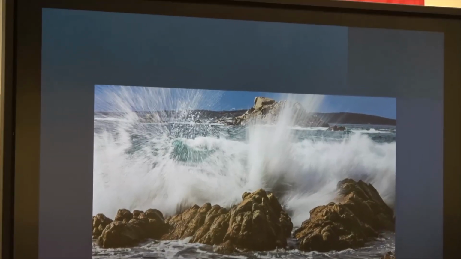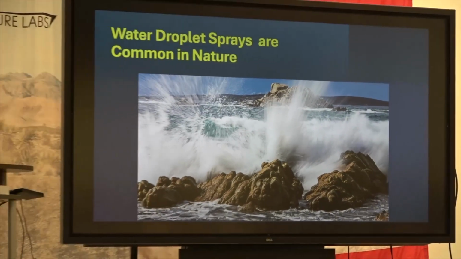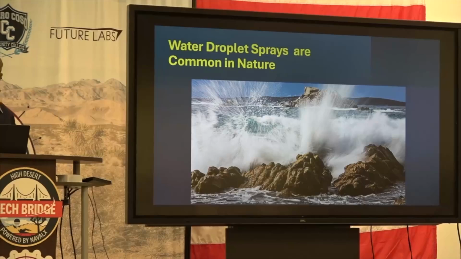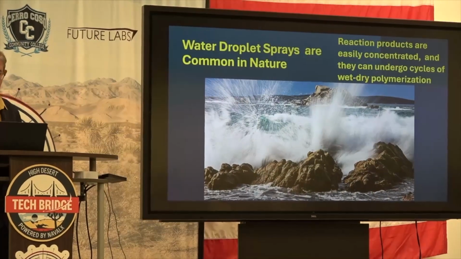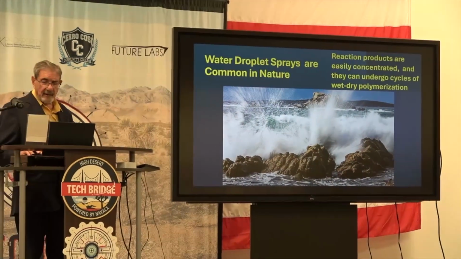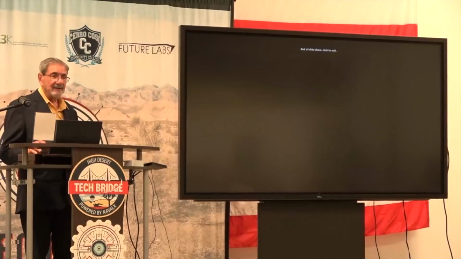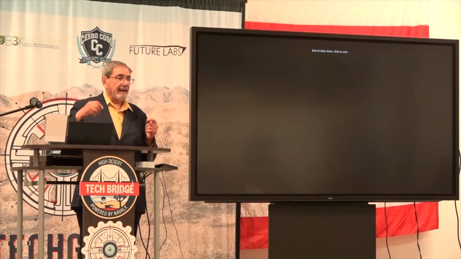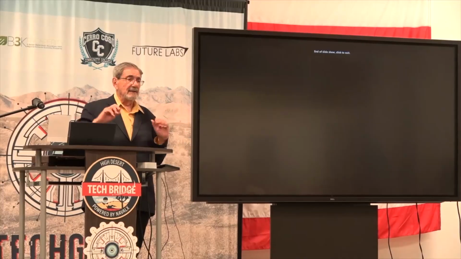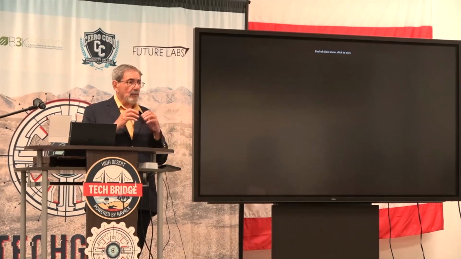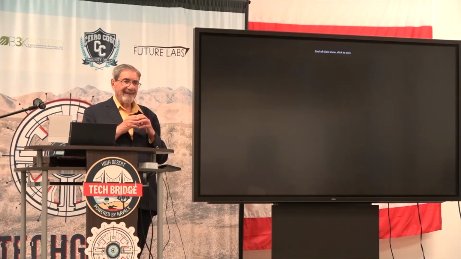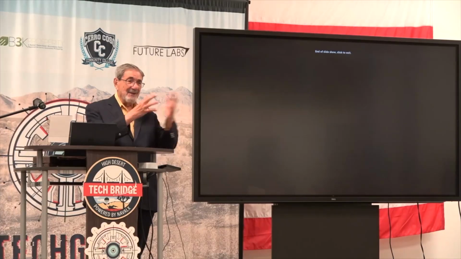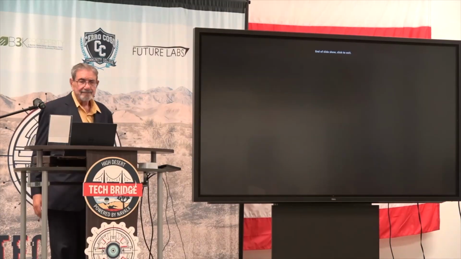And now I've gone on probably long enough. So water droplet sprays are common in nature. Reaction products are easily concentrated and they can undergo cycles of wet dry polymerization. And so I've taken you on this journey, and it looks like a whole new type of chemistry can be done with water droplets. And I hope you enjoyed this. Appreciate it.